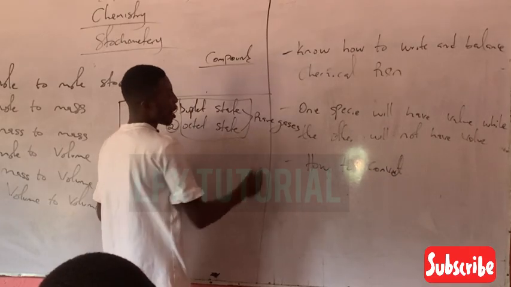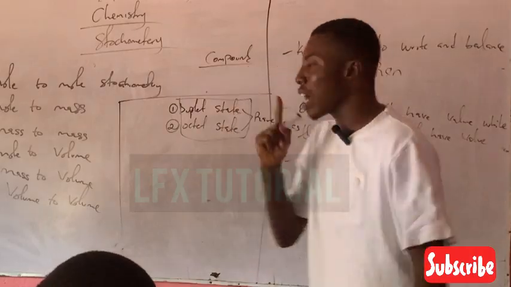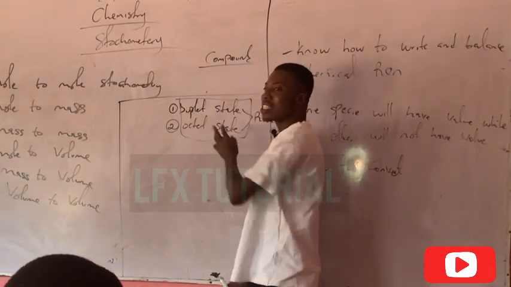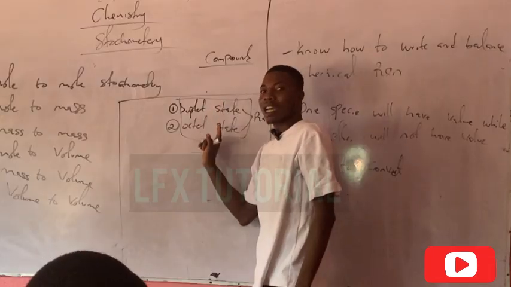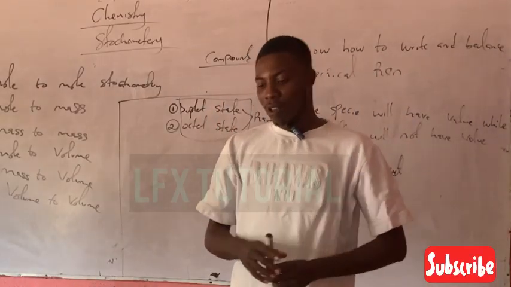If we do not call them rare gases, what do we call them again? Noble gases. It's only noble gases or rare gases that already have what? Either duplex states or octet states. Now I want to give you an example of something.